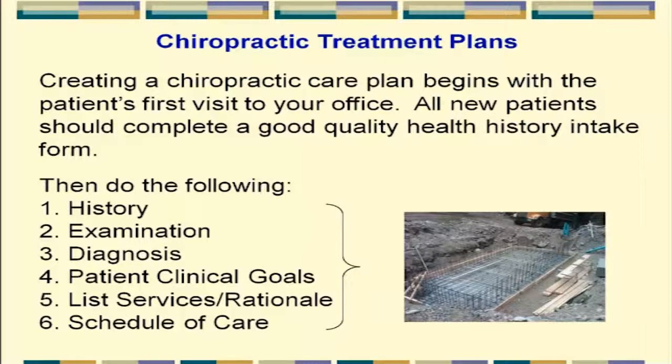Creating a chiropractic care plan begins with the patient's first visit. So what does a care plan consist of? In my opinion, 6 items: history, exam, diagnosis, goals, services to be rendered, and the schedule of care.